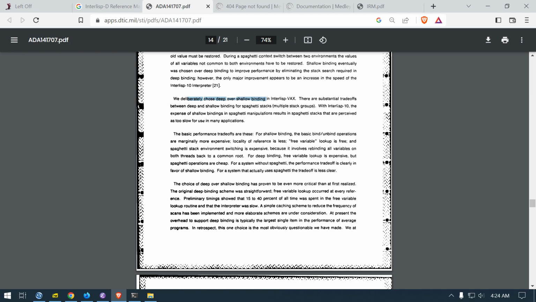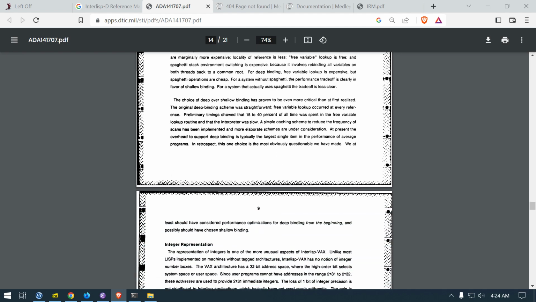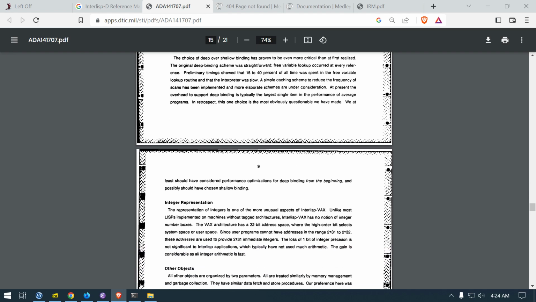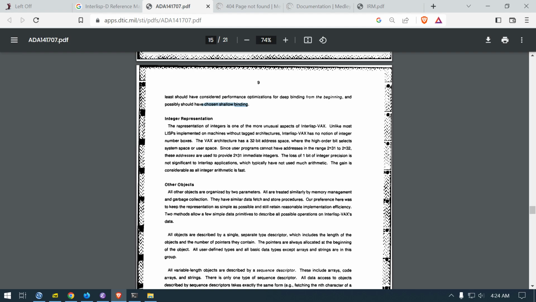And right here it explains the lookup trade-off between the two different ones. But then at the end it says that they start questioning their choice. They should have looked deeper into the performance optimizations for deep binding from the very start. I guess it's something they started thinking of later. And they say that they possibly should have chosen shallow binding in the end, but they didn't.